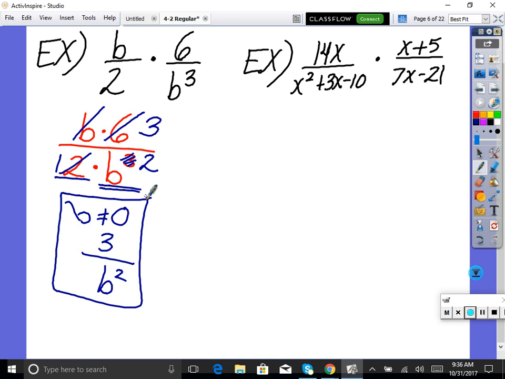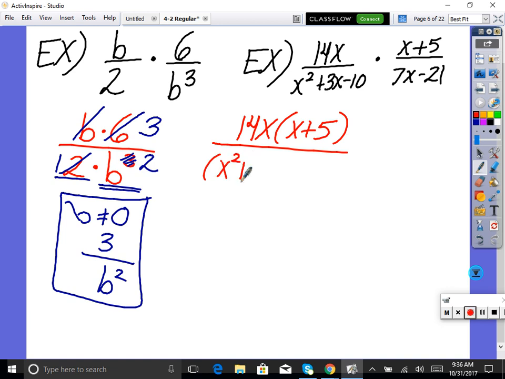Write it down. This one, things are going to divide out. So we have 14x divided by x squared plus 3x minus 10, times x plus 5 over 7x minus 21. Once again, you should be saying in your head, multiplying fractions, we literally just multiply straight across. So we're going to have 14x times x plus 5 on top. And on bottom, we're literally going to have x squared plus 3x minus 10 times 7x minus 21.